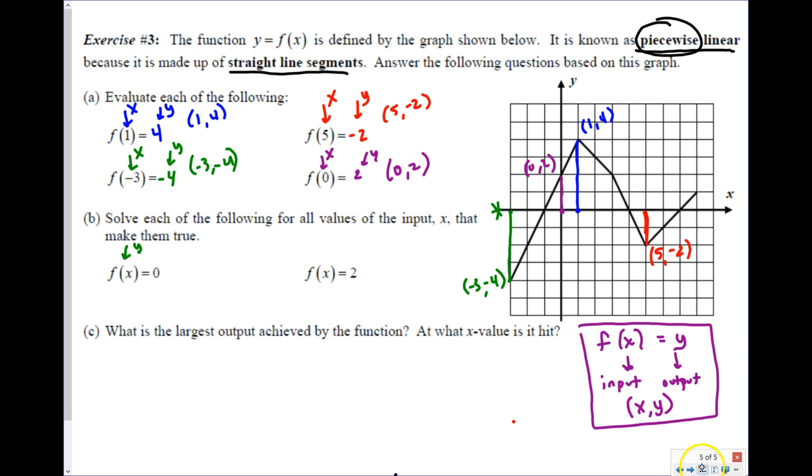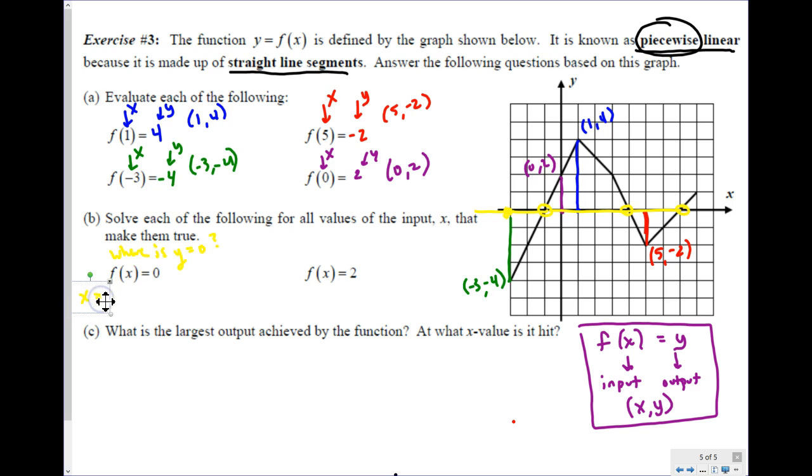Actually, let me use a different color. Let me use yellow for this. So where is y equal to 0? Here is y being 0, right here along this line, and I'm going to make a line and circle everywhere it crosses. It crosses here, it hits the line here, and hits the line here. So those three places are my answers here.